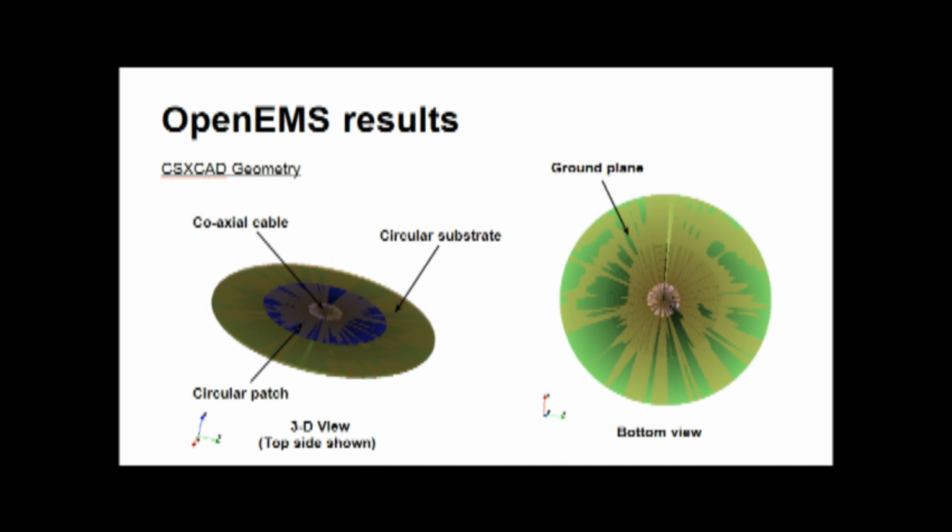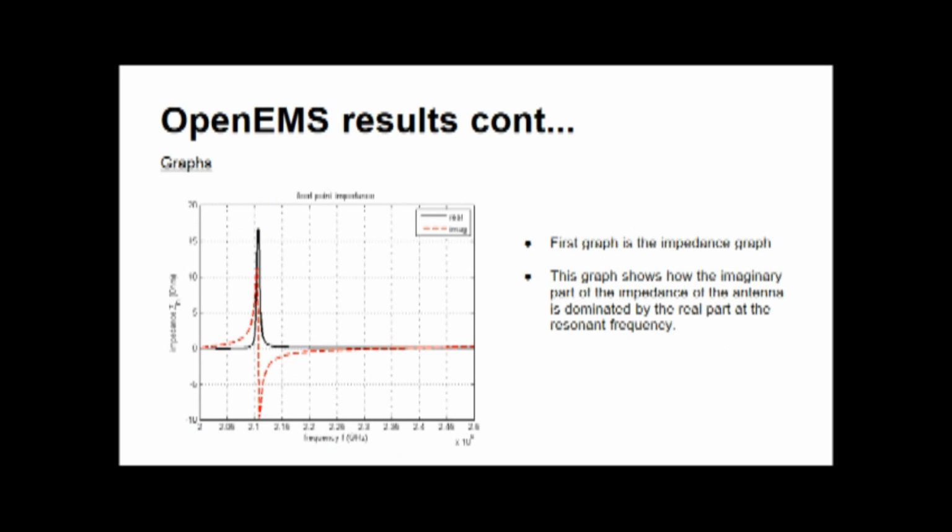So as you can see here in the top view, we have our coaxial cable in the middle, our circular patch that just surrounds that, and on the outside the circular substrate. From the bottom view you can see the ground plane. And now back onto the results.